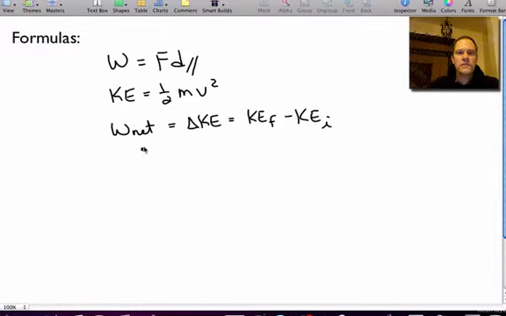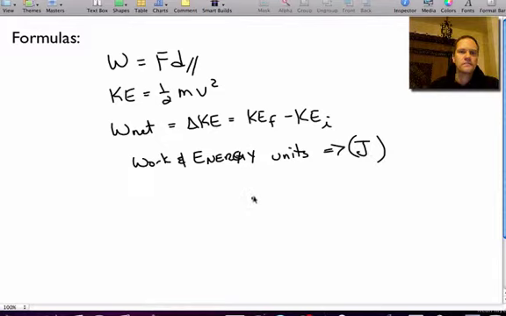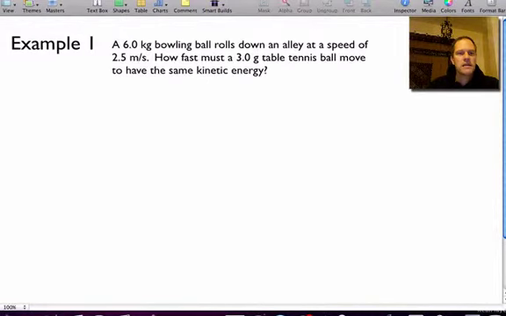And all of those units for work and energy are in joules. Remember, m is mass and v is velocity. Okay, so let's see if we can now apply this to some example problems. So let's erase this and take a look at our first problem.